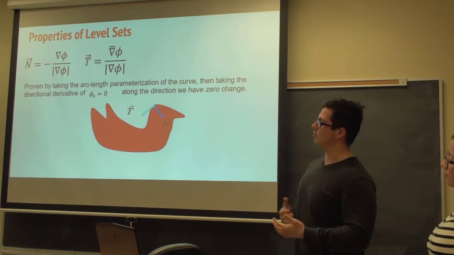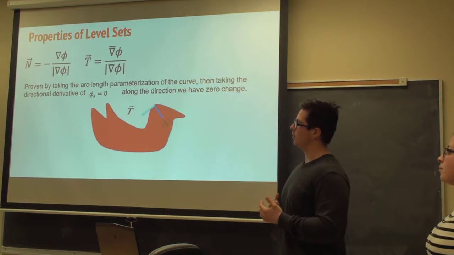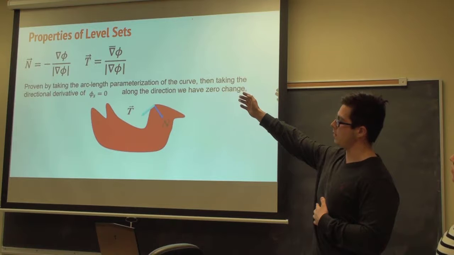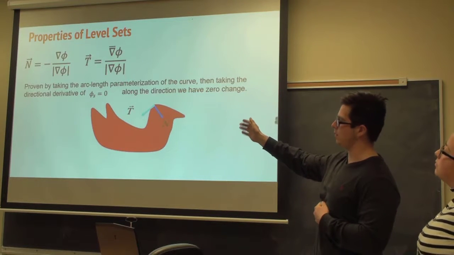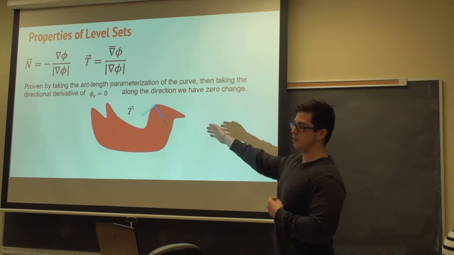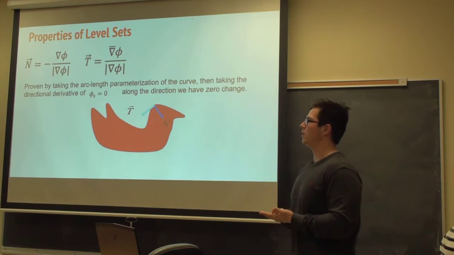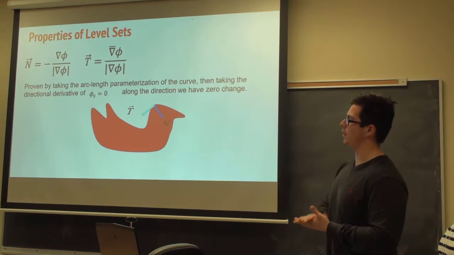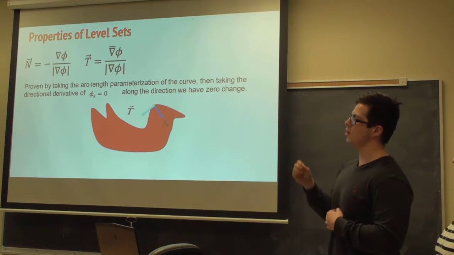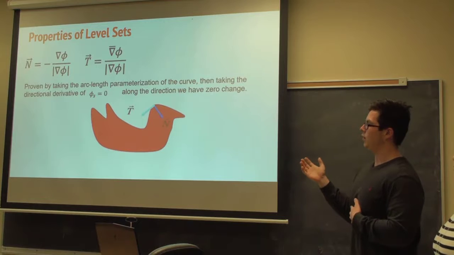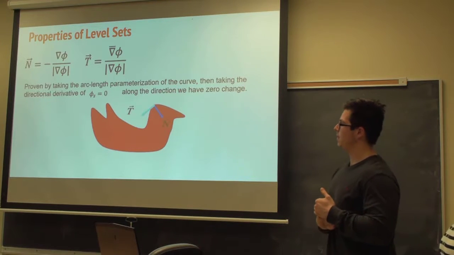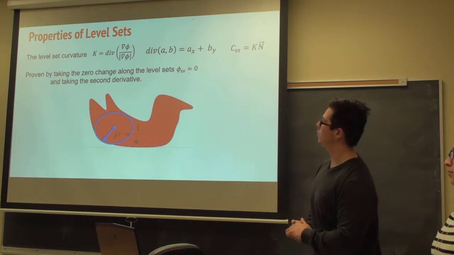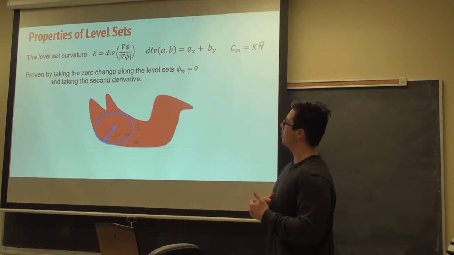So here are some additional functions you use when trying to do level sets. Our normal function is represented by the gradient of phi divided by the magnitude of the gradient of phi. And our tangent function goes along the curve at a perpendicular angle to our phi function, the gradient of phi over the magnitude of phi. These are additional functions used when trying to define level sets.